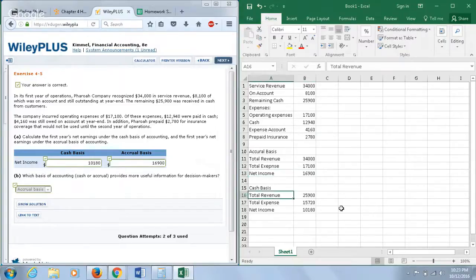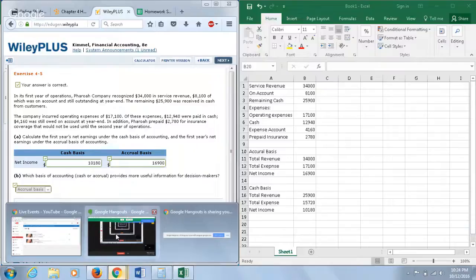And then for cash basis, you get total revenue by the remaining cash, and then net income, which is the cash plus total expense, which is the cash plus the prepaid insurance to get the $1,570, and then you subtract those to get the $1,080. And then the basis of accounting for accrual basis provides more useful information for decision makers because it allows them to see what the company's actually profit was, their net income. So that's what I've come up with.